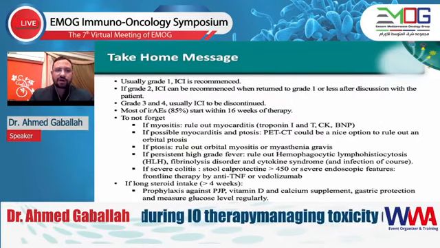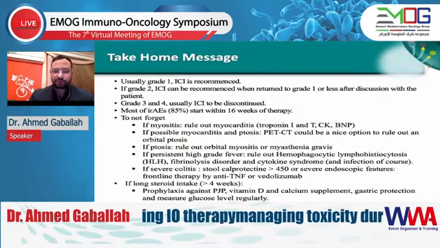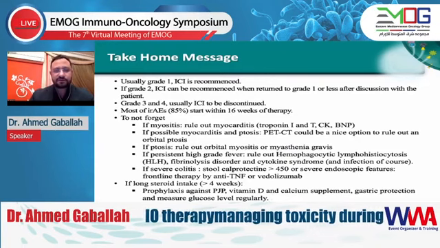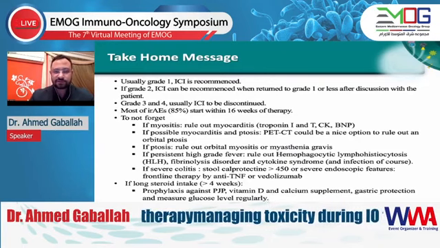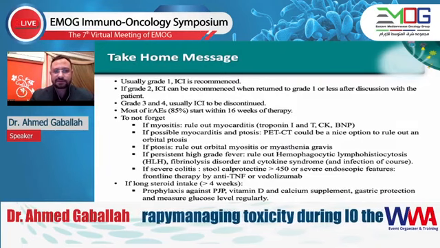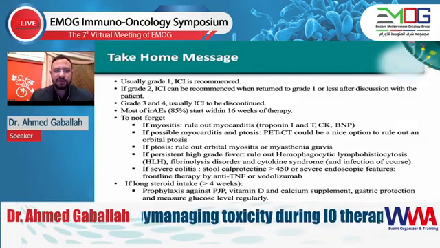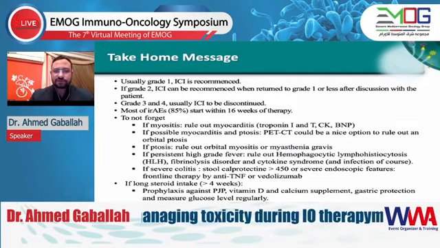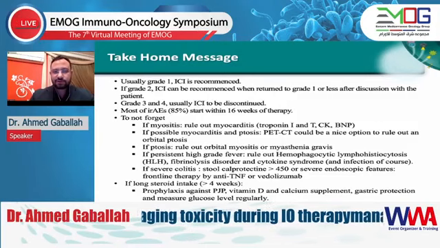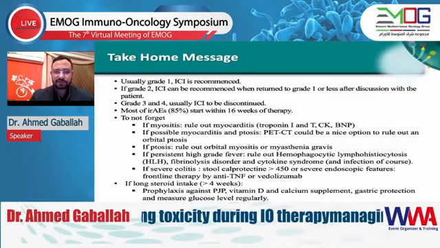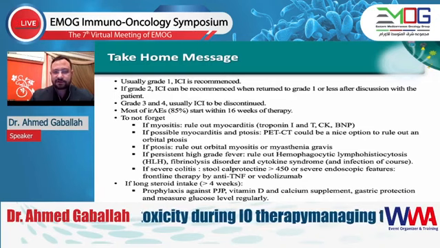So our take-home message: usually we have toxicities with immune therapy. I think more than 30-35% of patients develop toxicity, but thank God, they are grade 1 or 2. If we have grade 3 or 4 toxicity, usually the immune checkpoint inhibitor should be discontinued. Most of the toxicities occur within the first 3 months of therapy.